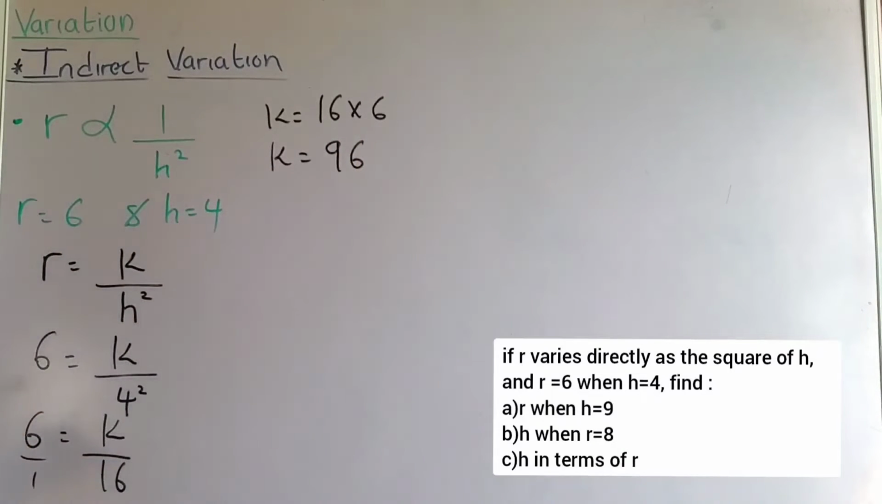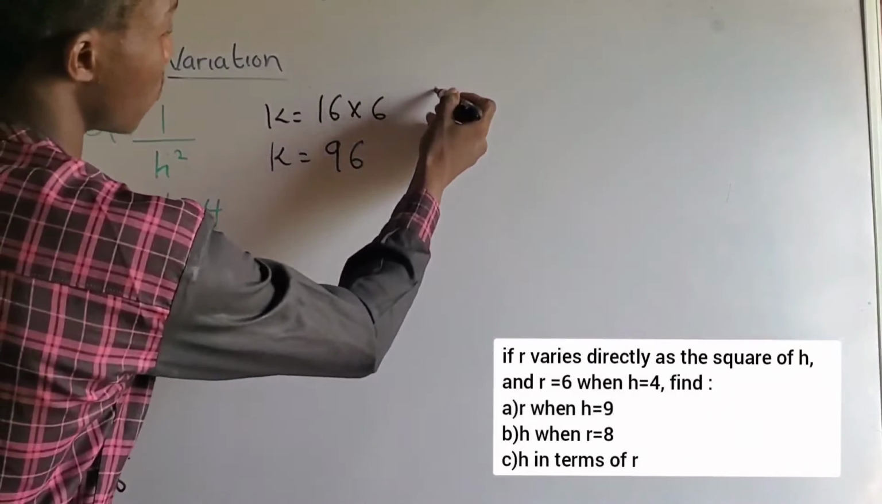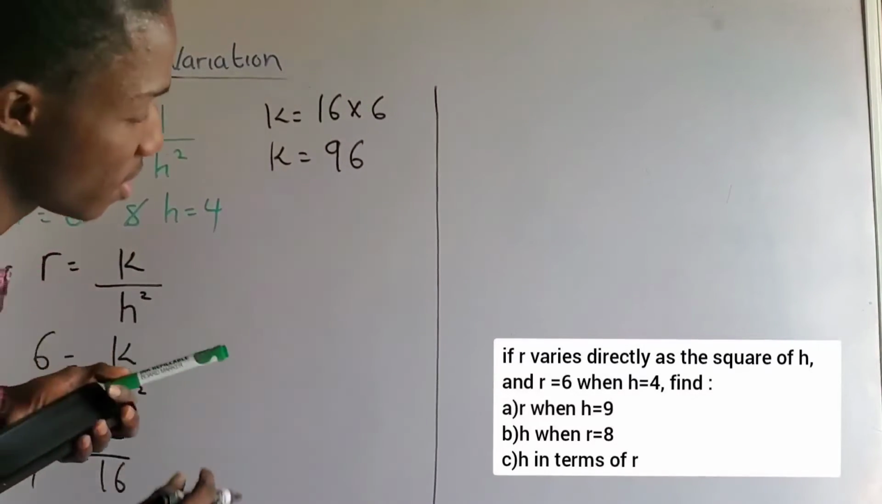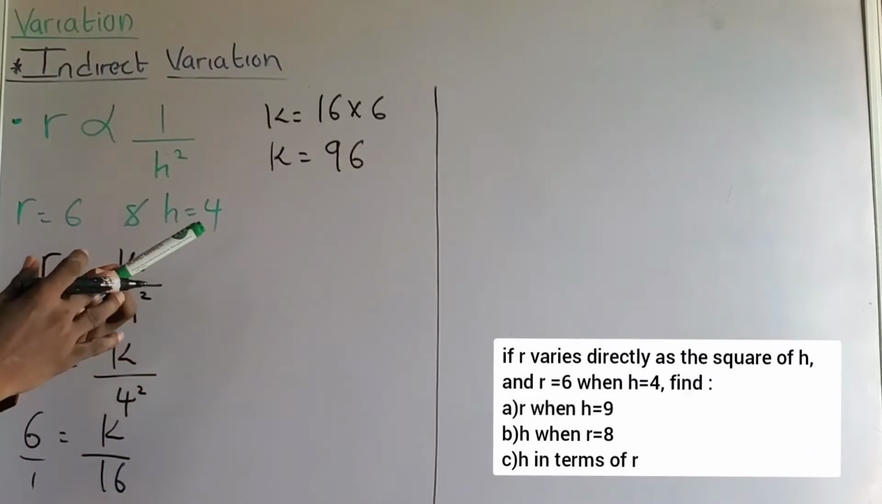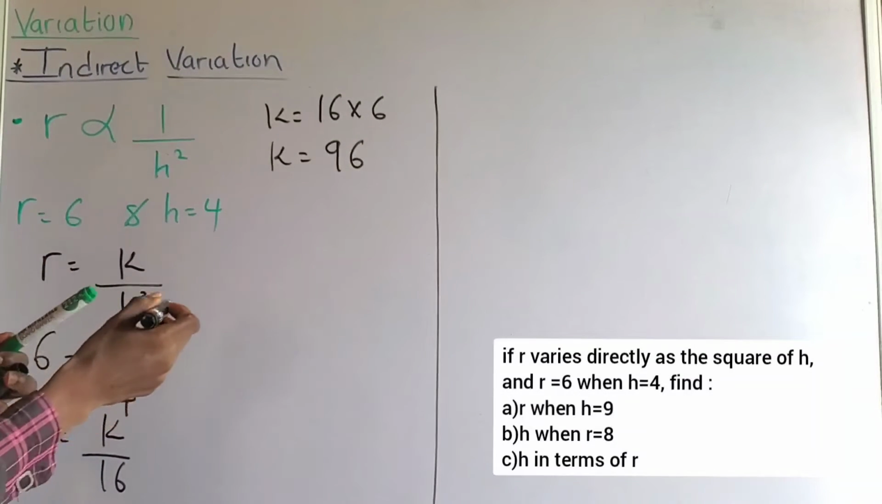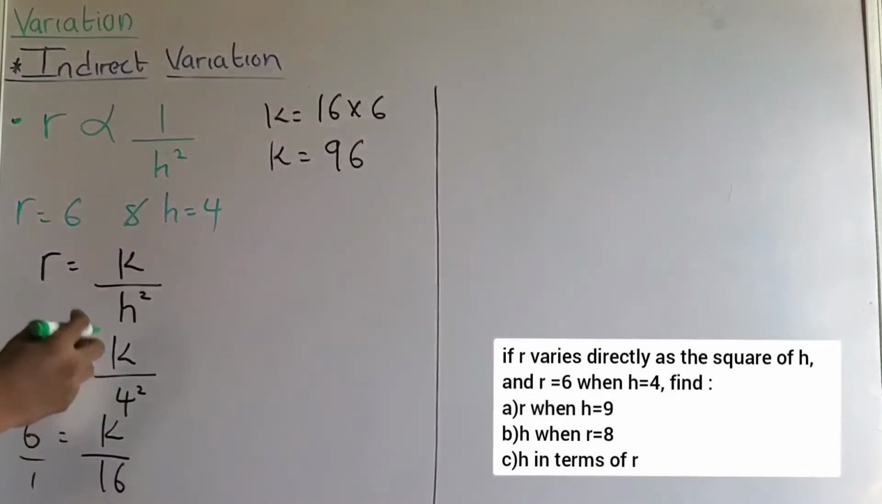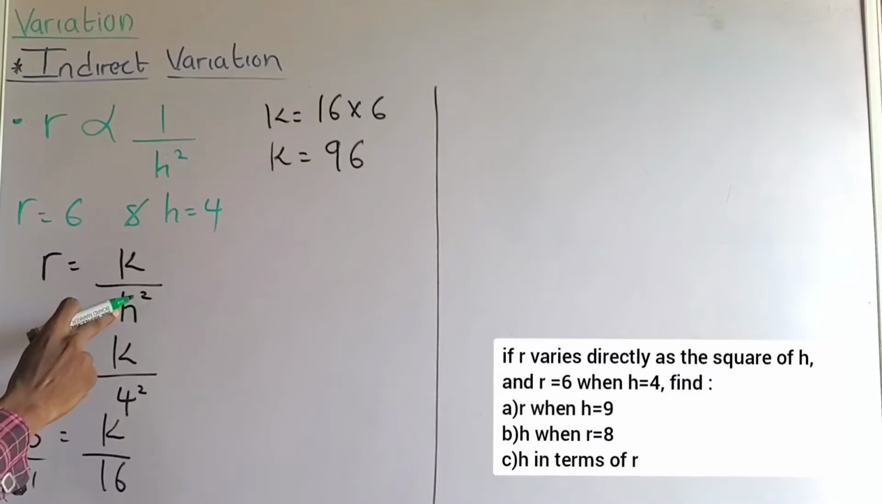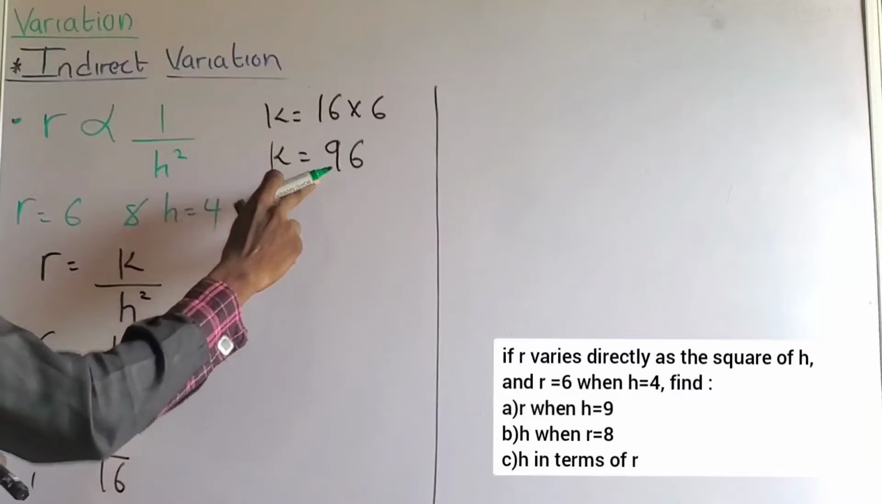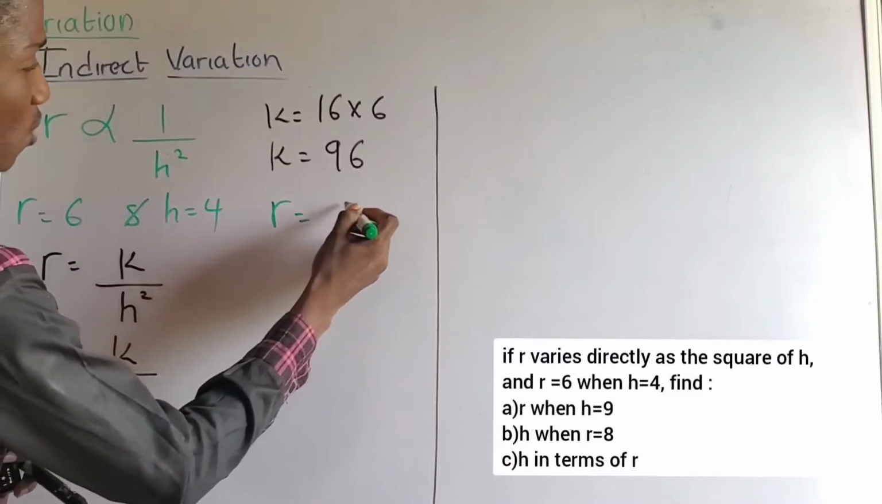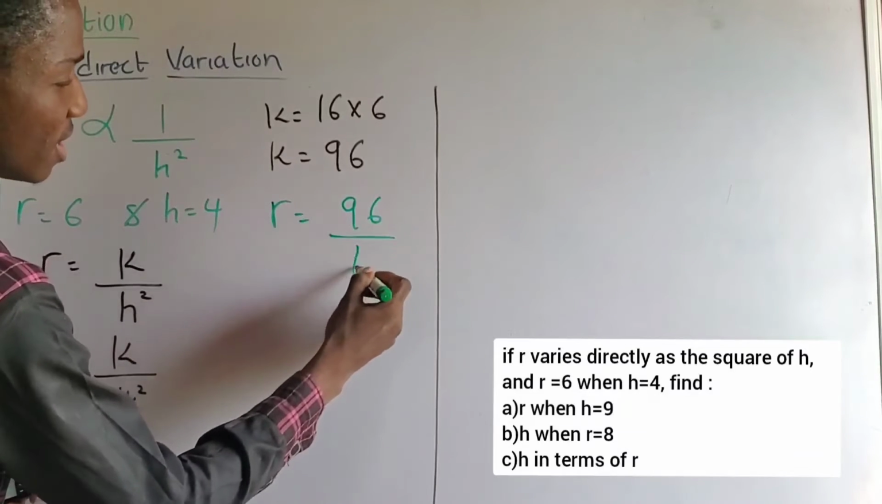Now, having gotten the value of k, we can proceed to solve the first question, that is question A. We are asked to find the value of R when h is 9. To get it, don't forget that the relationship that exists between R and h is R equals k over h squared. We've already gotten the value of k as 96. So I'm going to have R equals k, which is 96, all over h squared.